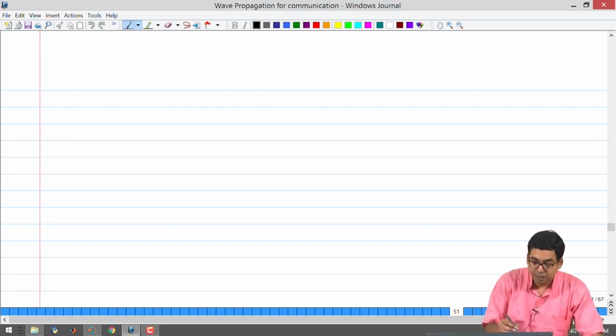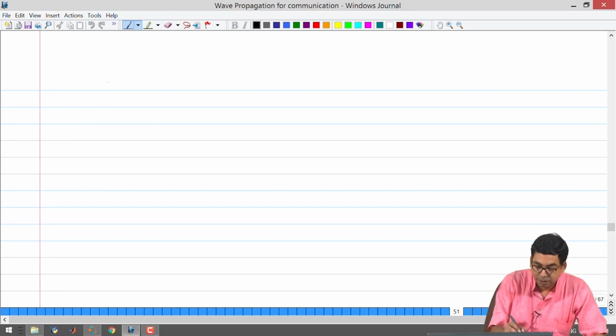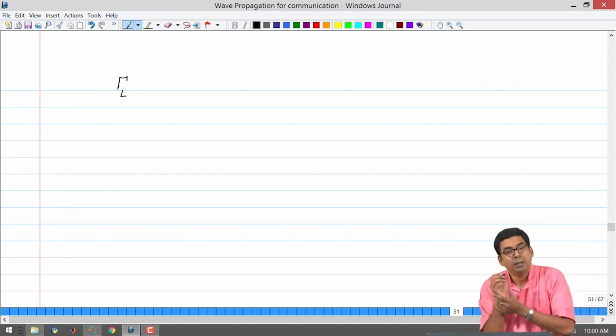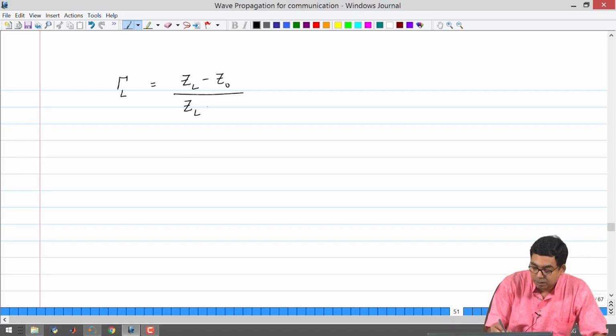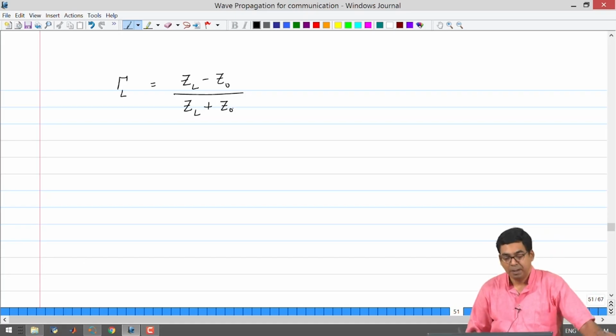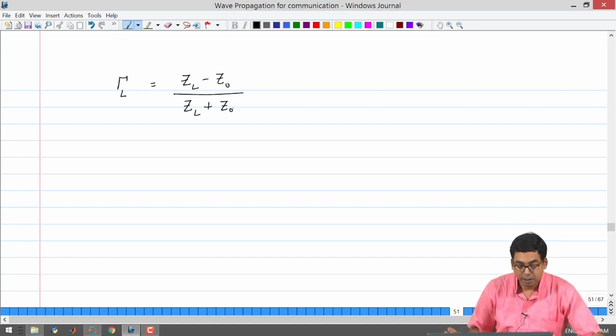Just to refresh our memory, the load reflection coefficient, gamma suffix L, was equal to ZL minus Z0 divided by ZL plus Z0. Now, we already know that the reflection coefficient is going to be a complex number. It is going to have a real part and an imaginary part. Alternately, you can say that it has a magnitude and a phase. We have seen this from the simulations already.